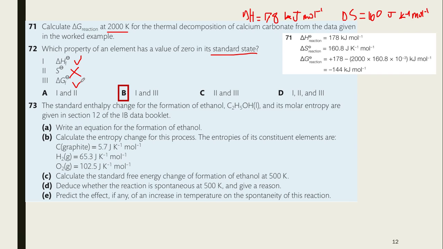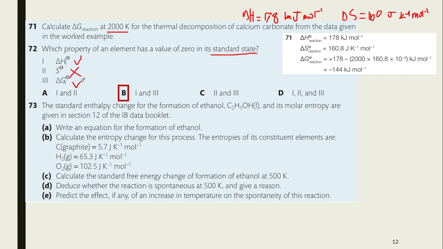Okay, number 73 is a good example of a problem that you could see in an open-ended question where you have multiple parts and you have to use the values that you get to answer the next part. The standard enthalpy change for the formation of ethanol and its molar entropy are given in section 12 of the data booklet. So if you haven't realized by now, section 12 of the data booklet has values for entropy, enthalpy, Gibbs free energy, I believe. So this is going to be a really useful section when you're doing these kinds of problems.